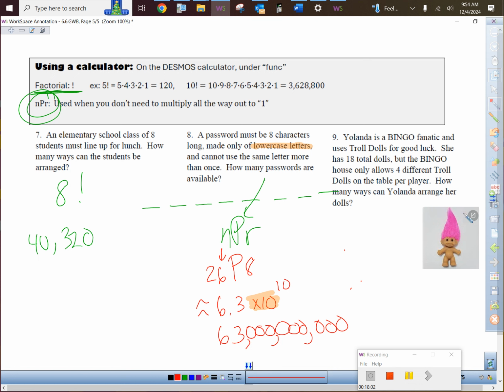But here at the bingo house, they made a rule. They say, yo, Yolanda, you got way too many troll dolls on the table. She's got 18 of them. Too many. You're blocking the spots off for everyone else. So we're only going to allow you to have 4 troll dolls on a table. That's just a rule the bingo house put in. So would you believe that when she's playing bingo, she has 18 dolls and she can only choose 4 of them? Are you with me on that?